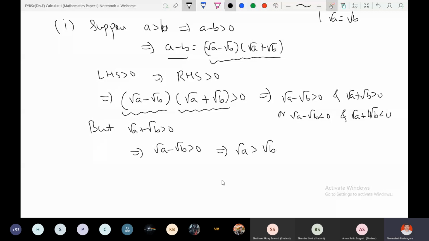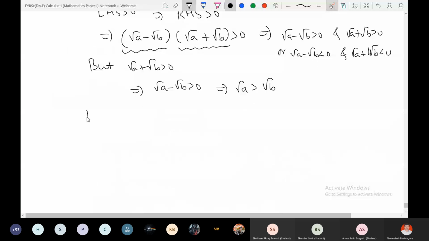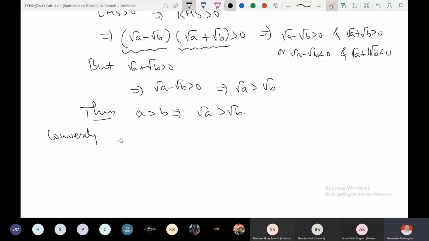So what is the conclusion? Thus, a greater than b implies root a greater than root b. Fine. Now conversely, suppose root a is greater than root b. That means root a minus root b is positive.